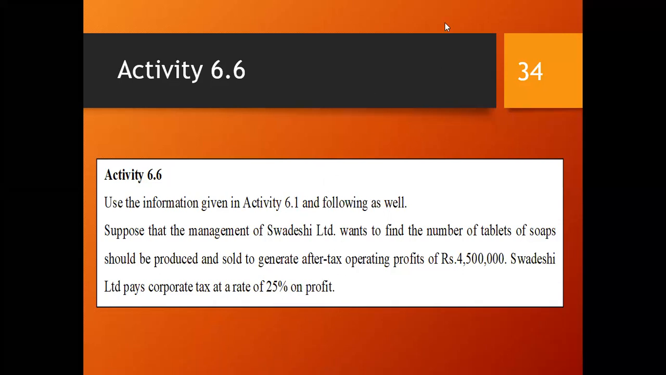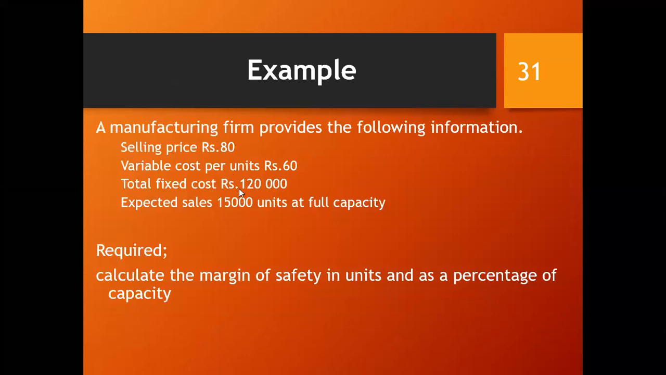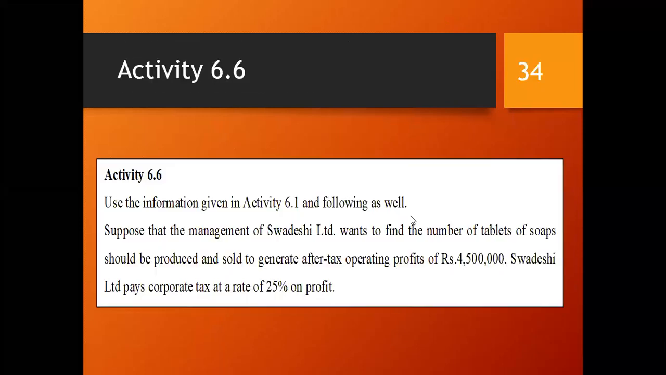If you want, I can go to Excel. 4.5 divided by 0.75. Therefore, 6 million. So Swadesi needs a profit before tax of 6 million plus the fixed cost. What is the fixed cost? Information is not there pertaining to fixed cost. Therefore, you need to recover 6 million. With that, profit before tax is 6 million.